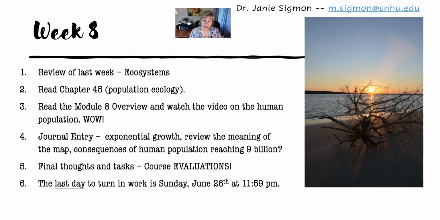Look at the meaning of the map and what those dots mean, because that is important. And you're going to discuss what the consequences are of the human population reaching 9 billion people in 2050. Do you think that this is sustainable? That's a good question for you, because you're going to be dealing with the consequences of this. What happens when the human population gets too high in an area, just wherever on the planet?